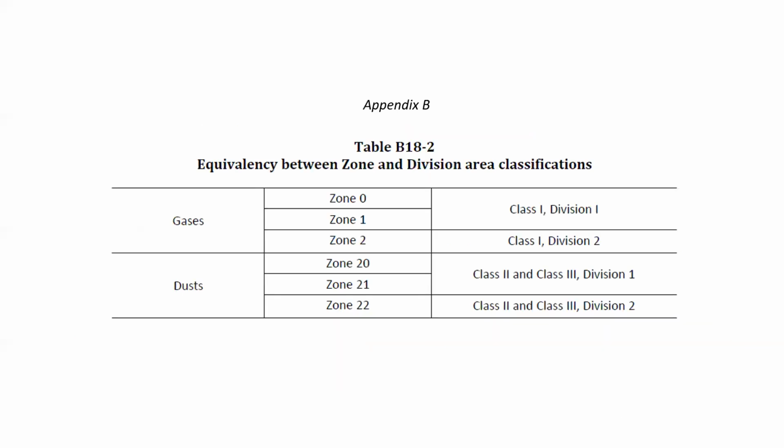In Appendix B, we have Table B18.2, which provides some information on the equivalency between the zone and the division area classifications. And we have all 6 of the zones, and then we have all of our class and divisions shown on the other side here.